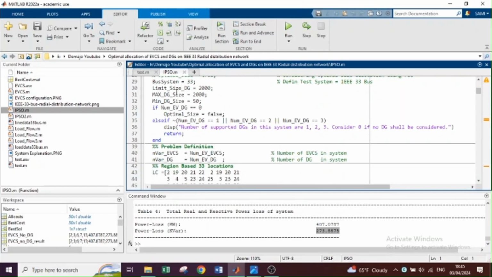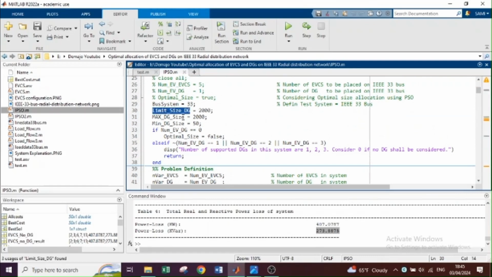In the IPSO, we see that for the DGs, we have a limit. The limit for the total DGs used for the system cannot exceed 2000 plus 10%. That would be 2000 plus 200, since 10% of 2000 is 200. So that would be 2200 kilowatt. That means the total size cannot exceed 2200. This is the limitation for the IPSO. And we have to place 3 DGs in the system, right?